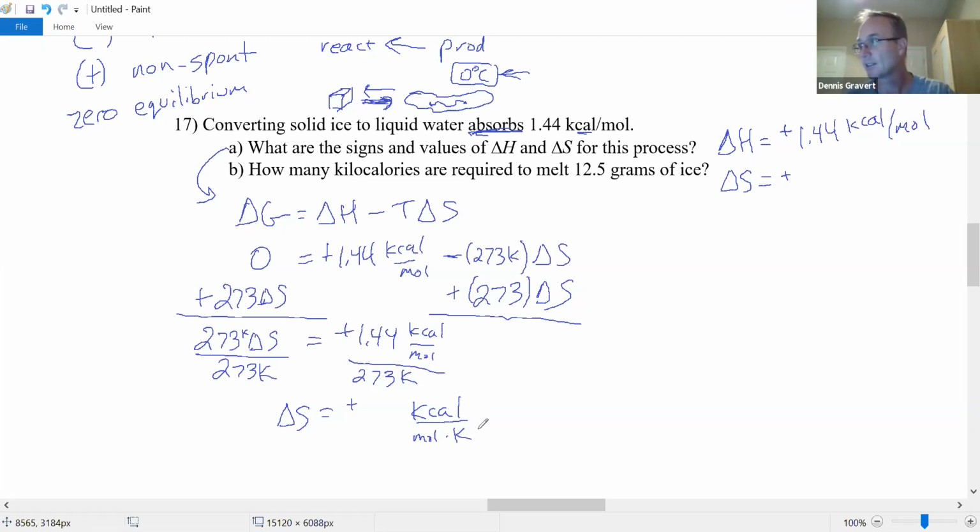And then let me look at the answer key, although probably could grab the calculator just as quickly. Yeah, I definitely could have been faster. I got, well, how many sig figs do we have? We have 3 and 3. Okay, so 3 significant figures. I got 0.00527 kilocalories per mole Kelvin. Yay, that was question A.